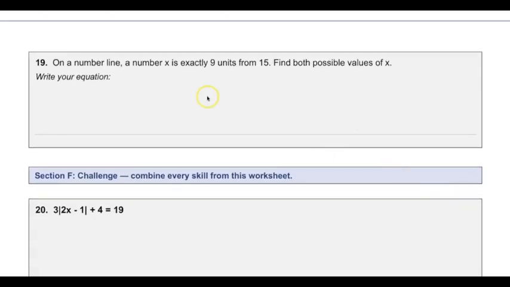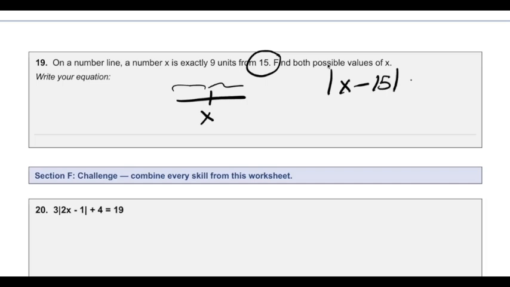Okay. On a number line, x is exactly 9 units from 15. Find both numbers. So on a number line, the number x is exactly 9 units from 15. The way we want to set this up: what's our target value? 15. And we're going to be 9 units from it, so our error is 9 units. This is the best way to set it up.